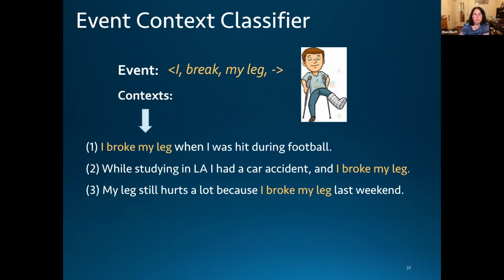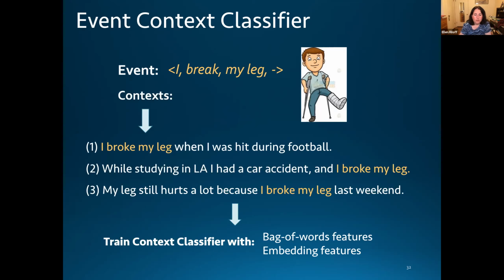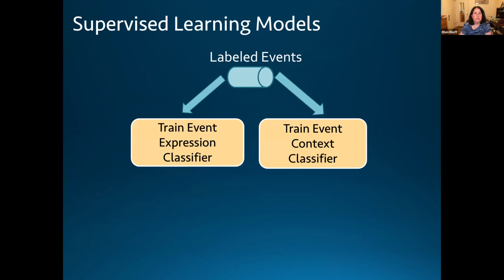And so, for example, you find sentences like, I broke my leg when I was hit during football, and being hit is bad. While studying in LA, I had a car accident. I broke my leg. The word accident probably has negative polarity in many lexicons. My leg still hurts a lot because I broke my leg. The word hurt should have negative polarity. So we explored that avenue as well. And again, we tried both bag of word features and word embedding features.